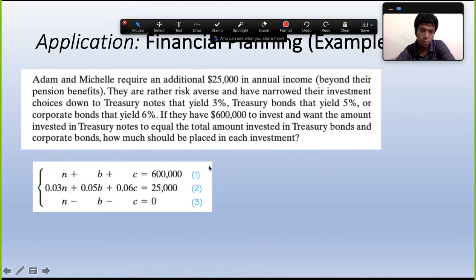So this is the question. For this question, first of all, we have the total amount of investment. How much? 600,000. This is the money that they have.